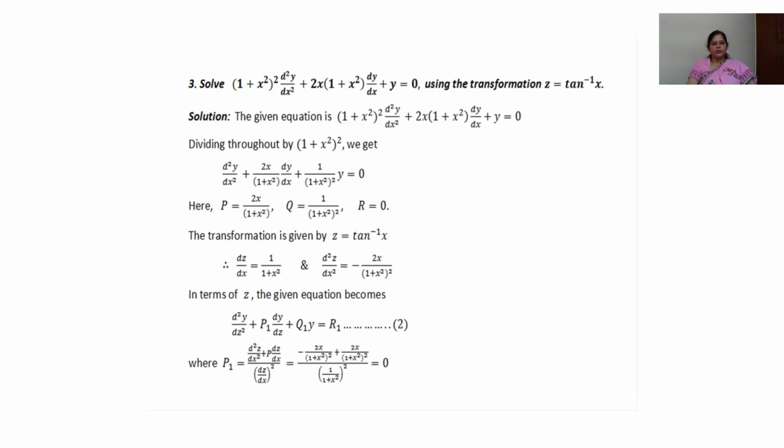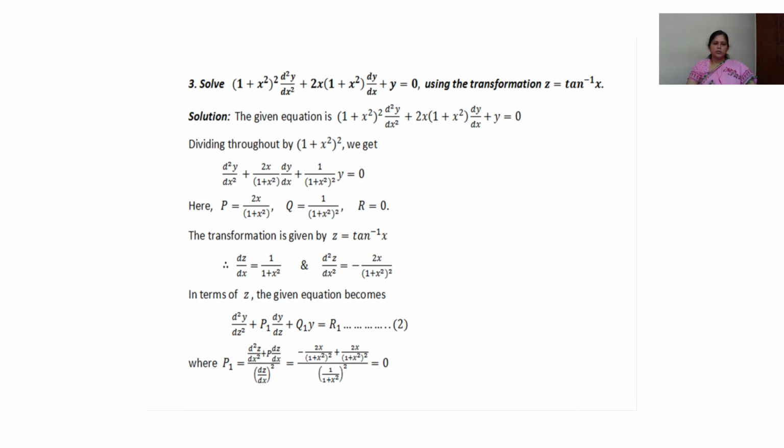Then the next problem is: solve (1 + x²)² d²y/dx² + 2x(1 + x²) dy/dx + y = 0 by using the transformation z = tan⁻¹x. Here the transformation is given, z = tan⁻¹x, so there is no need to take it from the given equation. We have to use this z value.